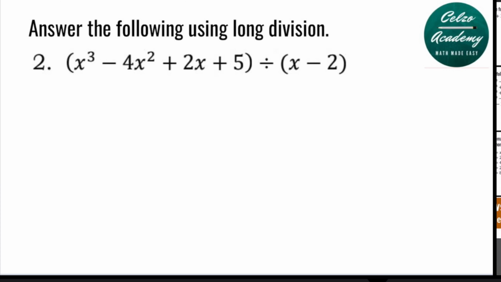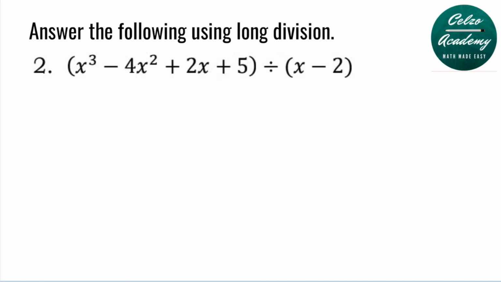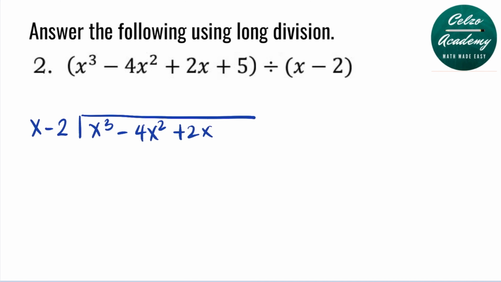Question number 2. Our divisor is x minus 2, so we will write that outside the division sign. Our dividend is x cubed minus 4x squared plus 2x plus 5. So now we need to divide the first term of our dividend by the first term of our divisor, which is x. Using the quotient rule, we subtract the powers, so the answer is x squared. x squared is the first term of our answer.